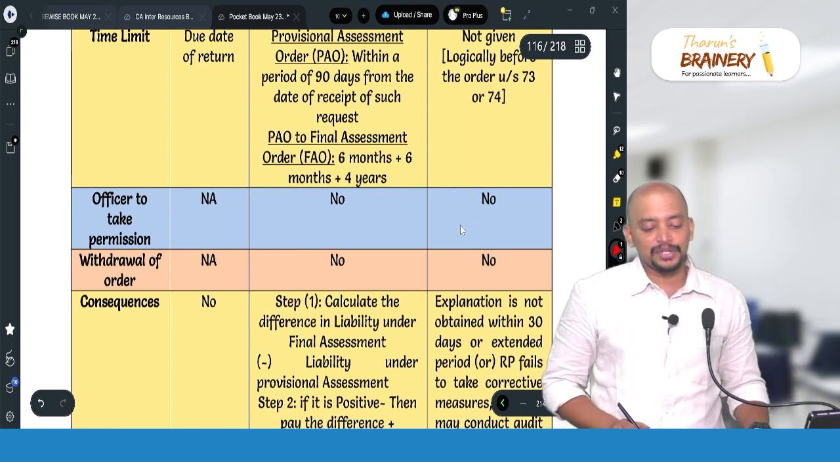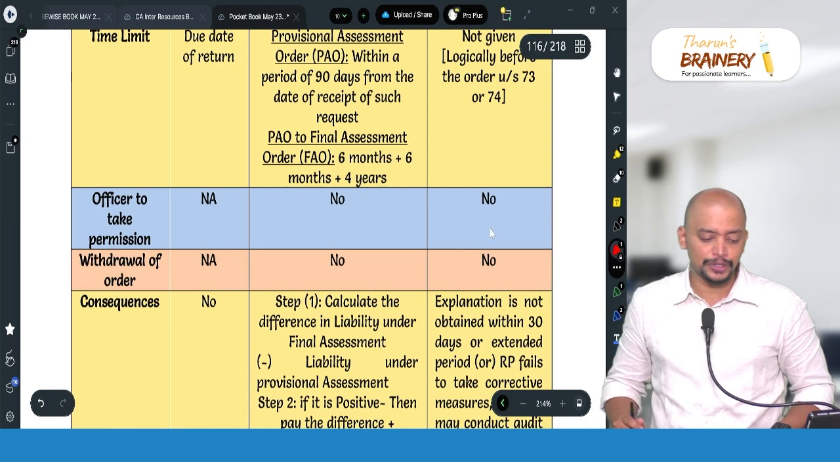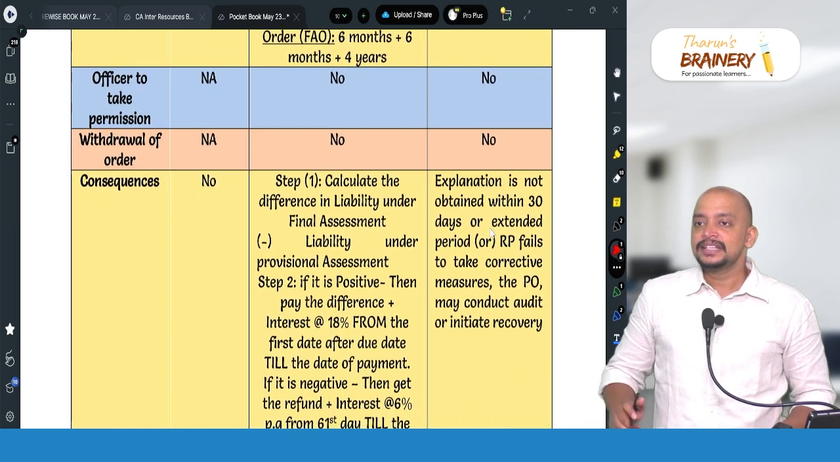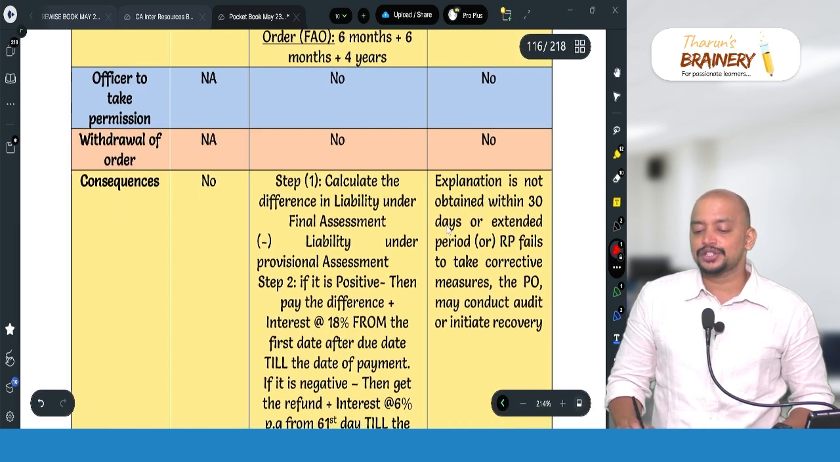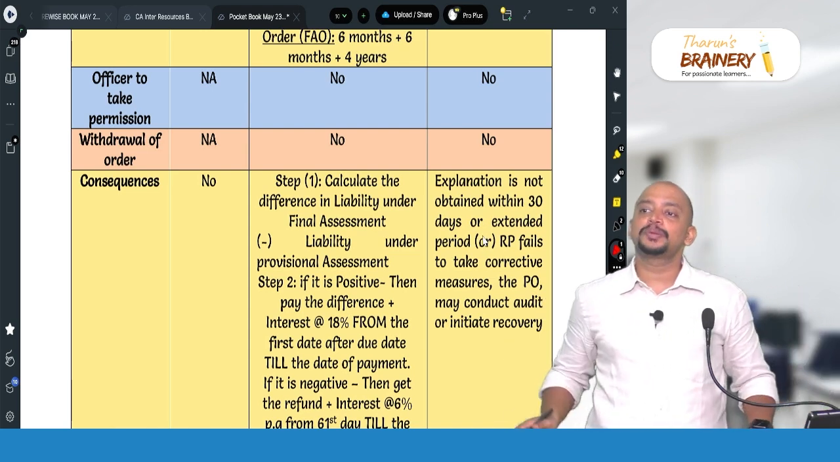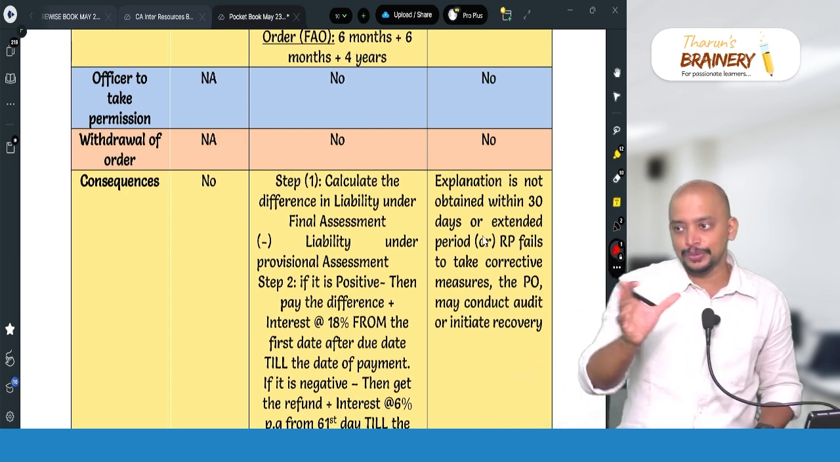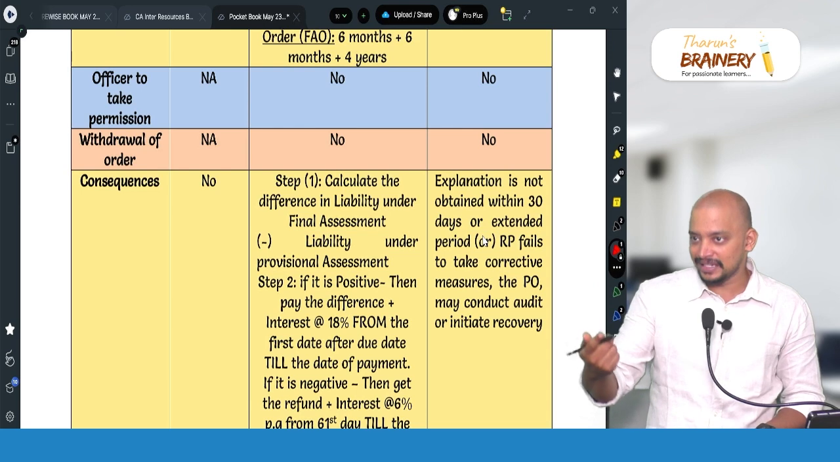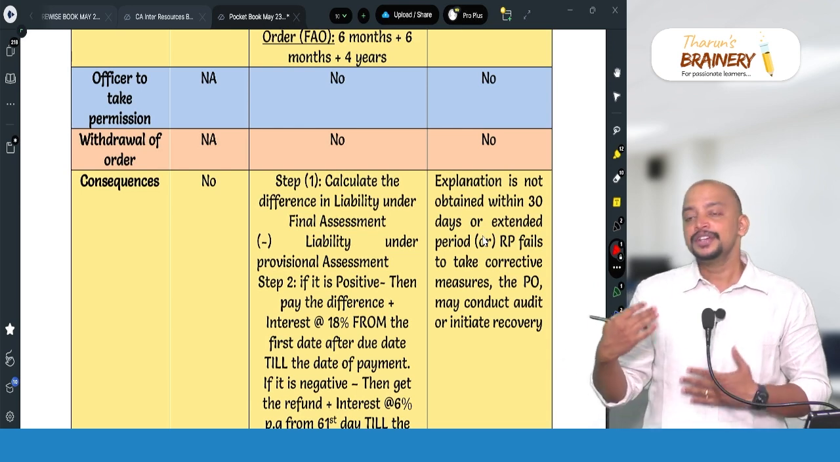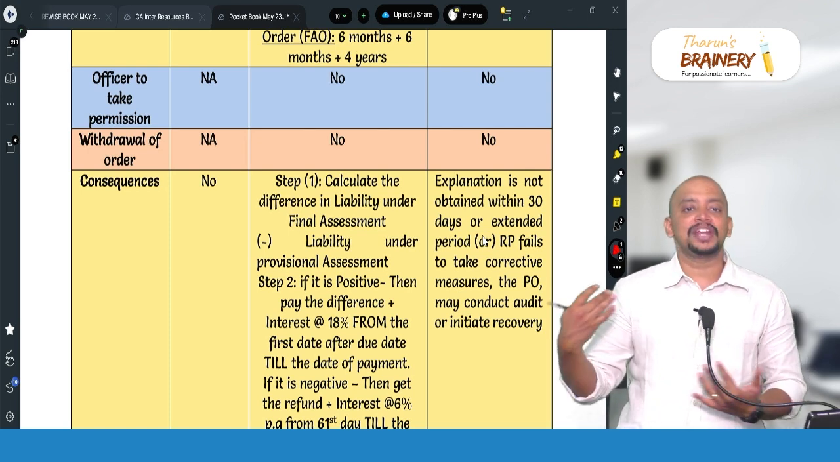And any permission to be taken from the officer? No. And withdrawal of the order also? No. And consequences, suppose if explanation is not obtained within 30 days, a notice will be given. So for what purpose notice will be given? So like specifying this is the amount you need to pay. So it appears that this computation is not correct. So then either we need to accept that and we need to pay, or we need to give a reply.